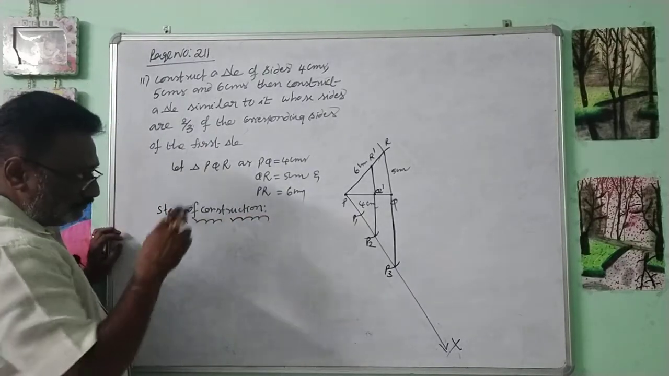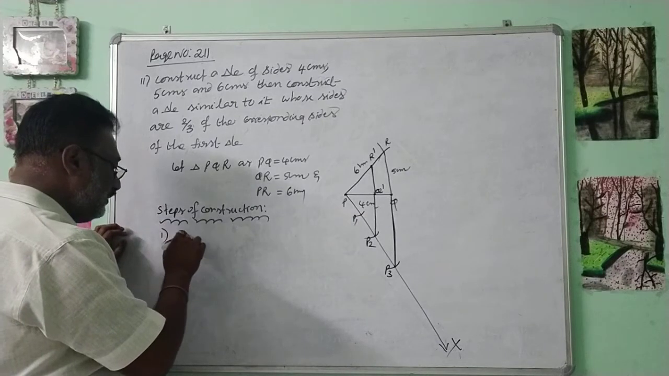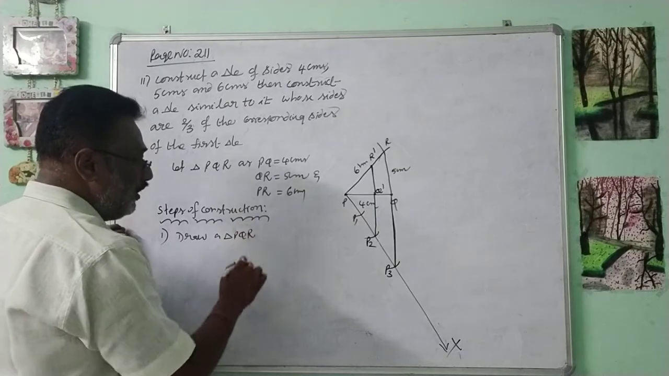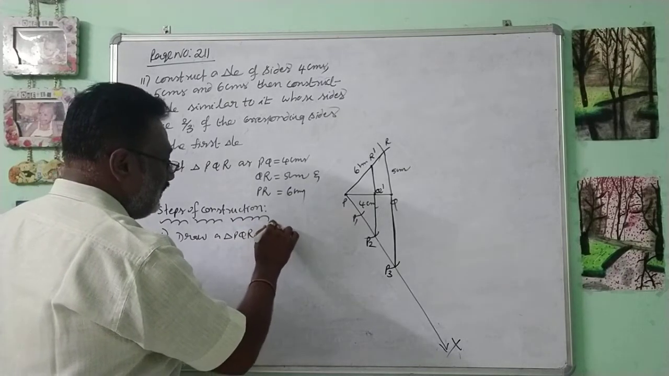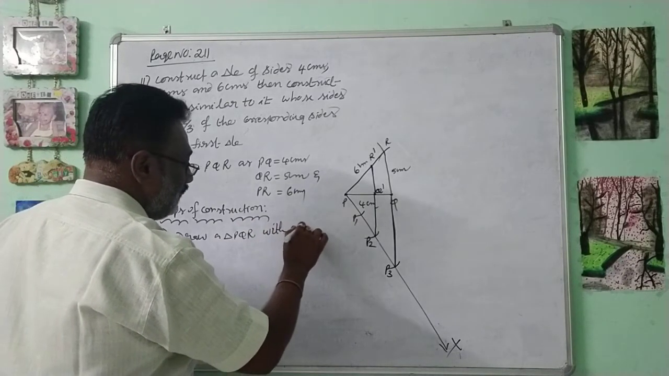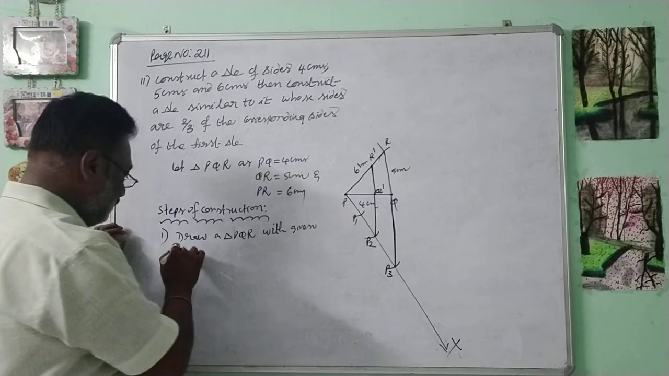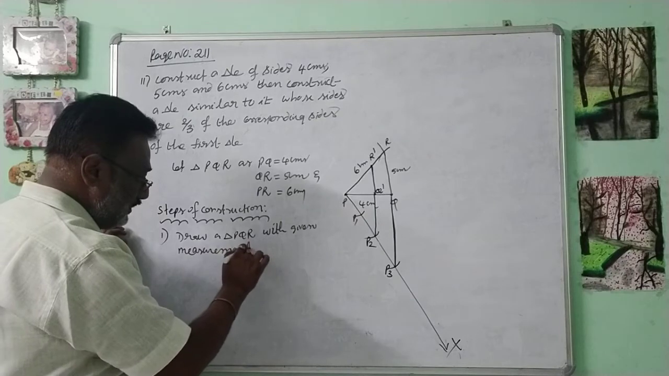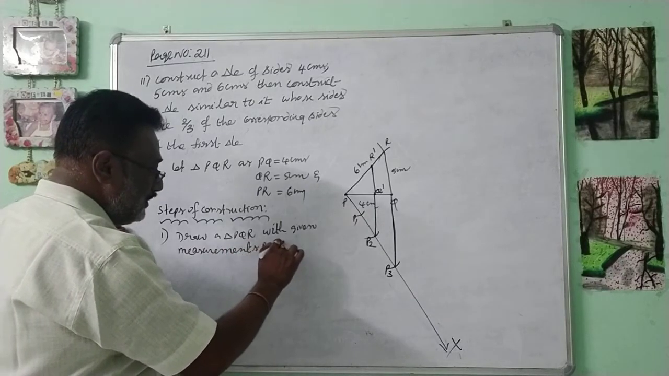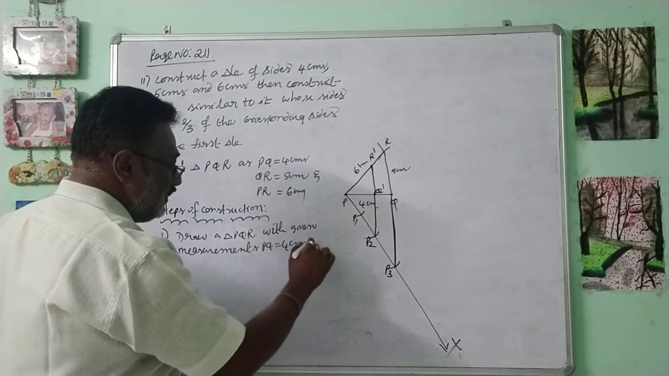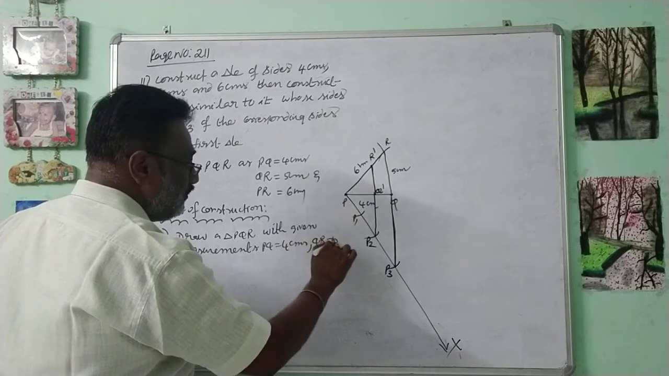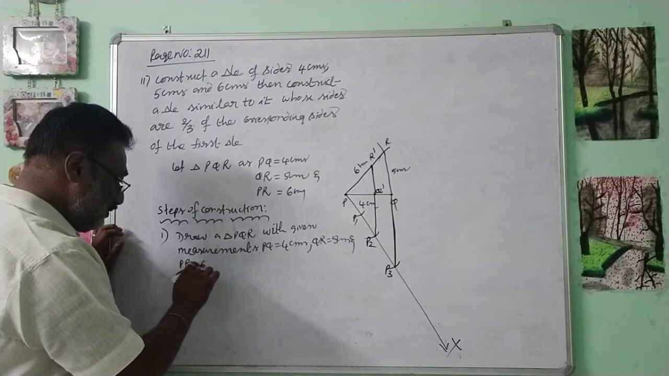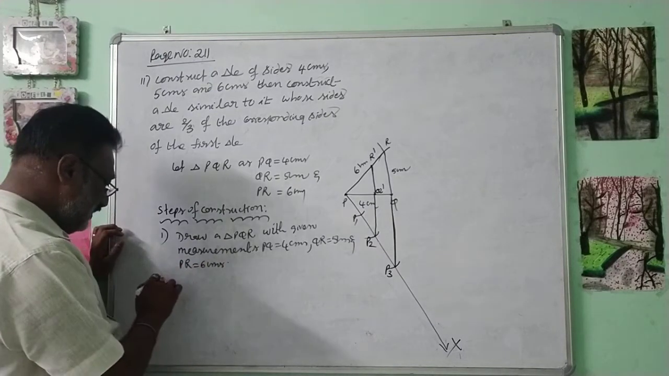First one, draw a triangle PQR with given measurements. PQ is equal to 4 centimeters, QR equal to 5 centimeters, and PR is equal to 6 centimeters.